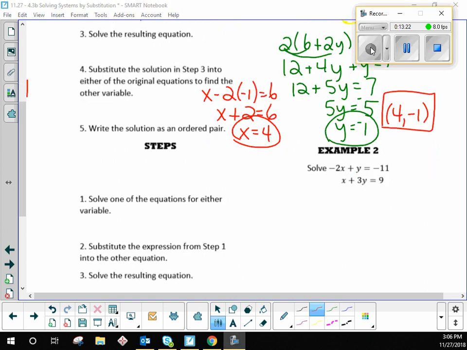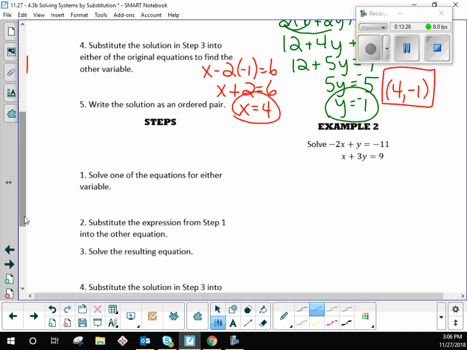Again. Step 1, solve one of the equations for either variable. Which equation do you want me to do? Which would you like? The bottom one? Okay. And the bottom one is easier to solve for x or for y? For x, right? The first one is easier to solve for y. We're going to do the bottom one, so that's easier to solve for x. So to solve for x, I subtract 3y from both sides, and I get x equals 9 minus 3y.